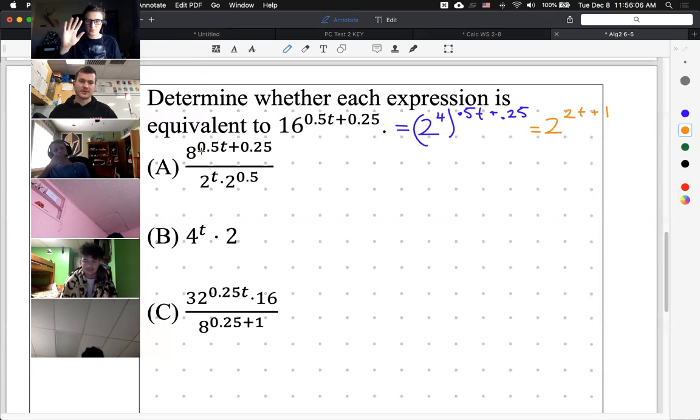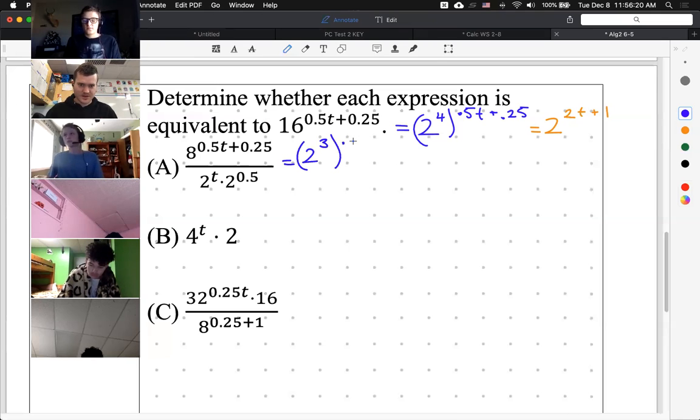And you guys can all just hold up fingers. 2 to what power is 8? Yes, Charles and Wyatt are the only ones doing it. But you guys got it. It is 2 to the power of 3. This is going to be 2 to the power of 3. And then I'm going to say that all is to the power of 0.5t.